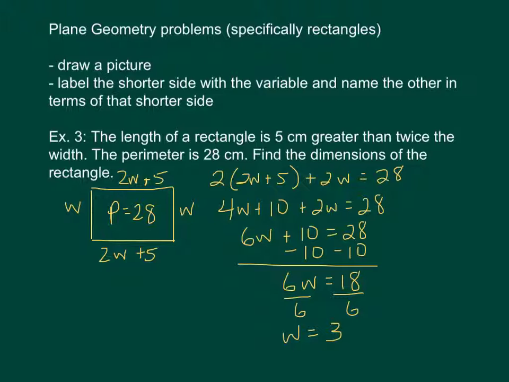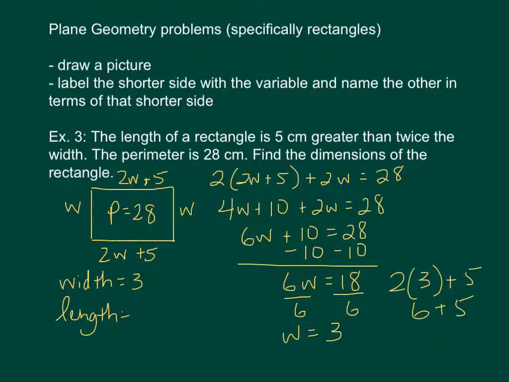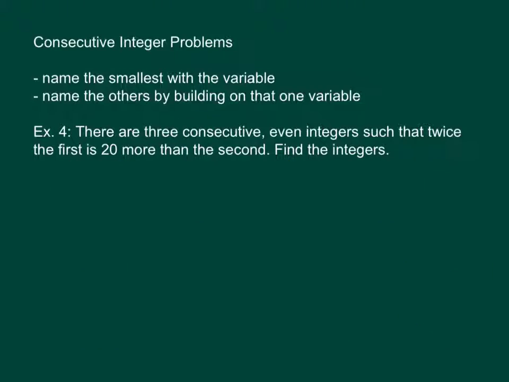Did you get the width is 3? Well, the width is 3. Now when it says find the dimensions, though, that means we need to be finding both. So width equals 3. All right, and the length would be 2 times that width plus 5, which is 6 plus 5. So the length is 11. Fabulous. One more type of problem, and that'll be it for tonight.